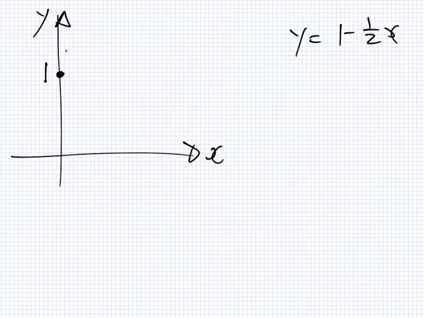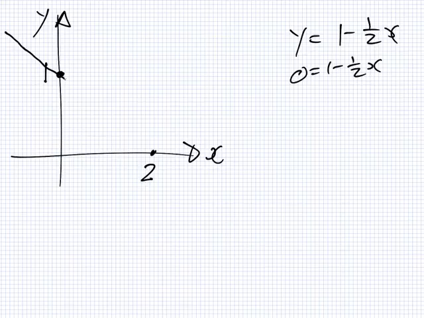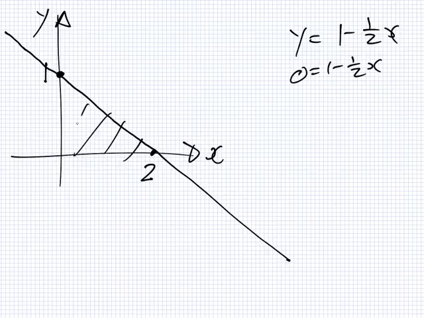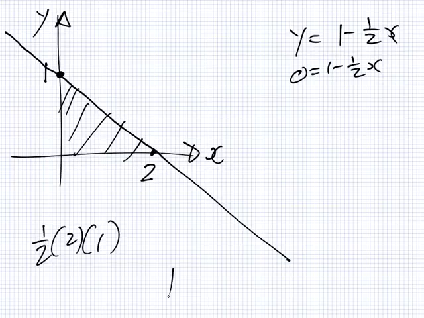Okay, so what is the x value? Where does it cross the x-axis? Well, that's when y is 0. So if you solve when y is 0, you'll get x is 2. And I say that this forms a triangle. What's the area of the triangle? A half the base times the height, which is 1.